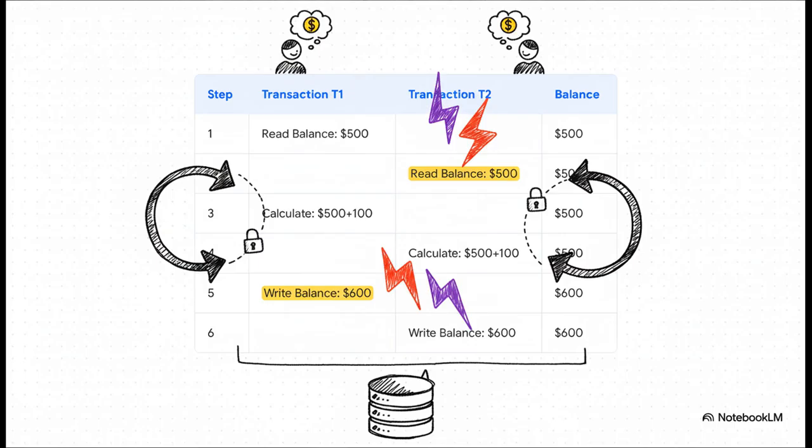Here, T2 reads the balance before T1 gets a chance to write its update. That's a read-write conflict. But wait, it goes the other way too. T1 also reads the balance before T2 gets to write its update. That's another conflict. They are totally tangled up, fighting over the same piece of data.